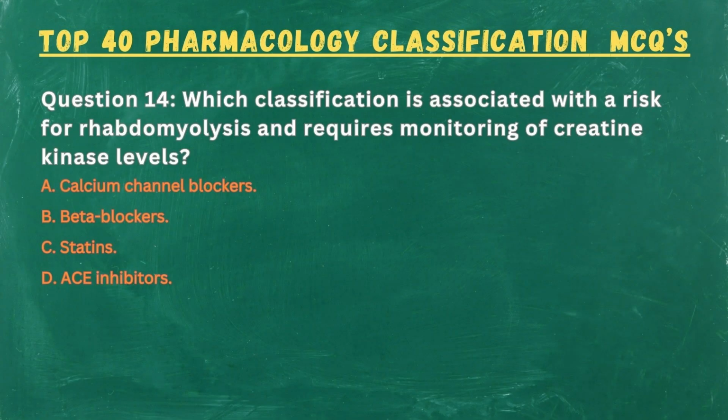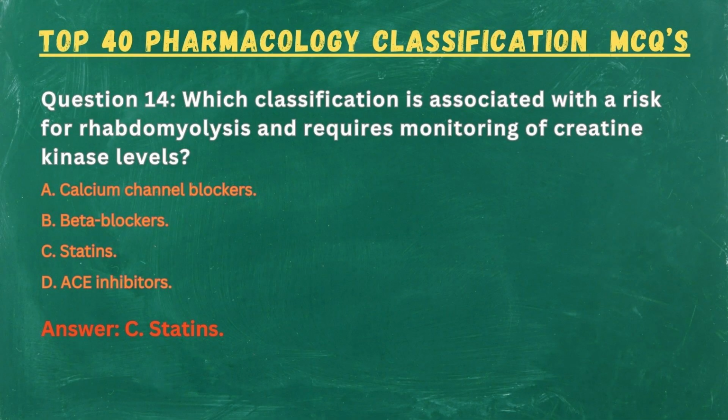Question 14. Which classification is associated with a risk for rhabdomyolysis and requires monitoring of creatine kinase levels? A. Calcium channel blockers. B. Beta blockers. C. Statins. D. ACE inhibitors. Answer: C. Statins.